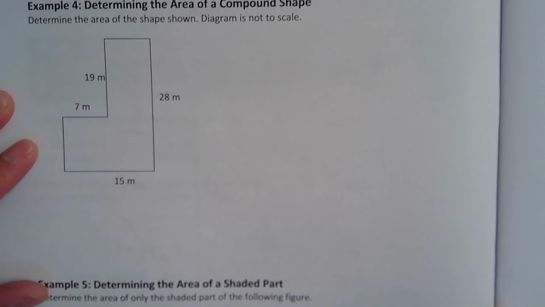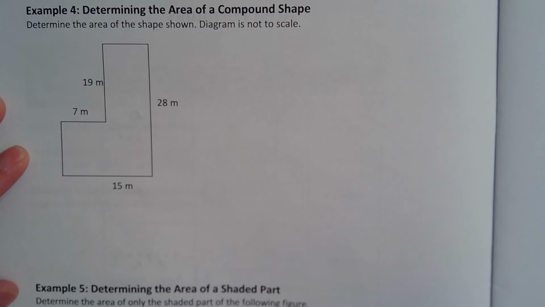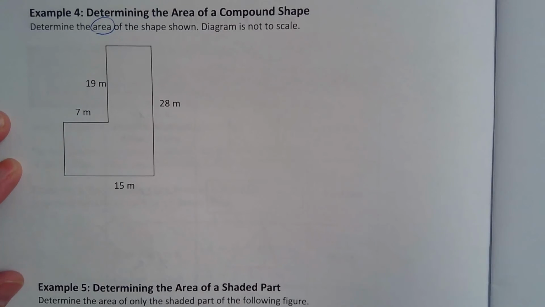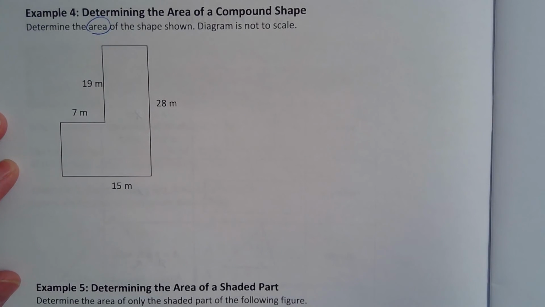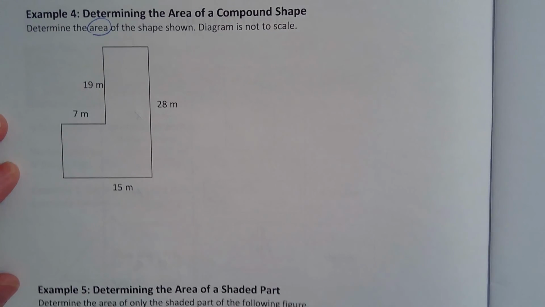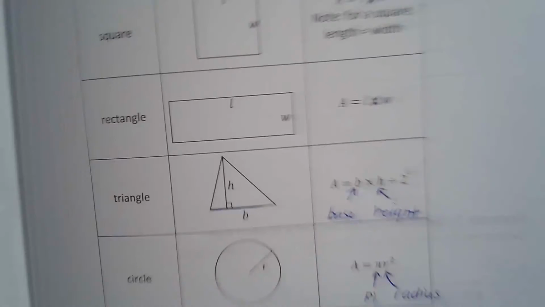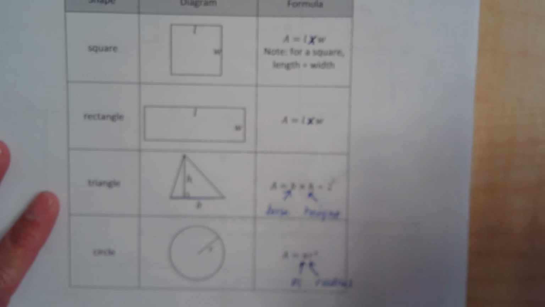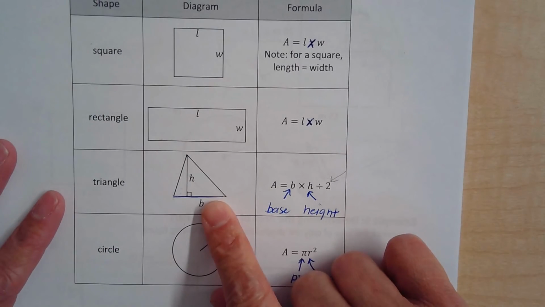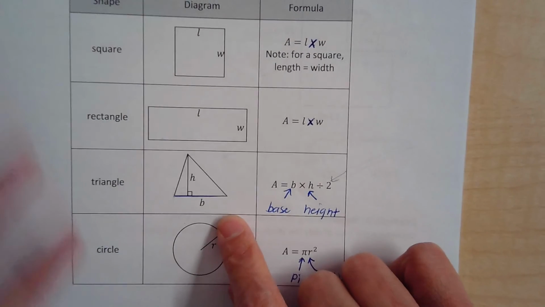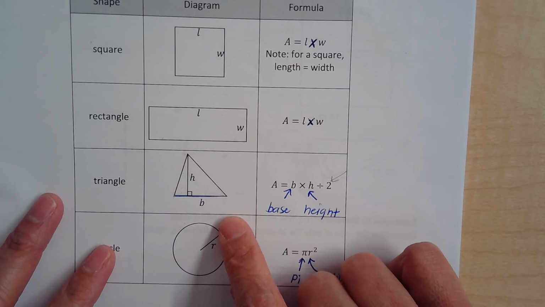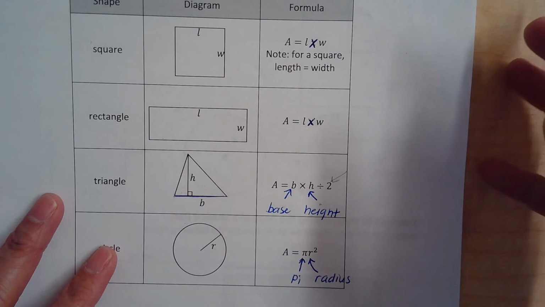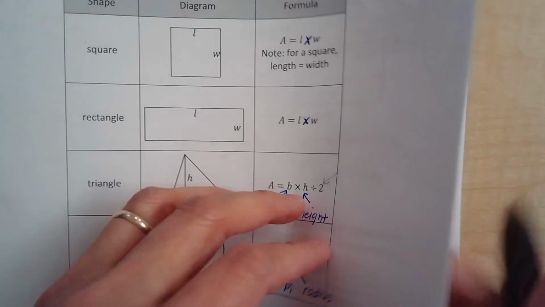This is a weird one. Okay, we're trying to find the area of this shape here. What shape is that? An L shape. But I don't see an L shape in my list of formulas. How can I calculate the area of that shape? Any idea on how we could do that? Would you use two different formulas, the rectangle and then the square?